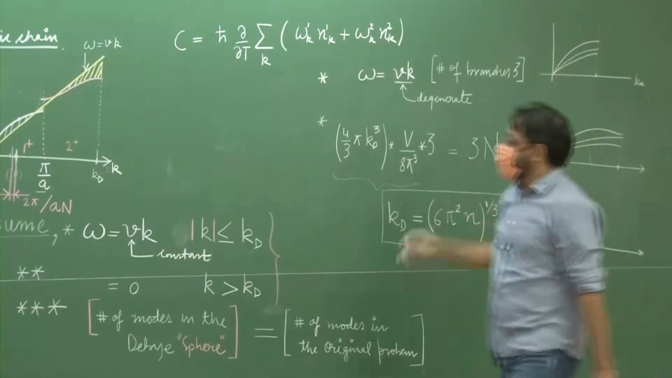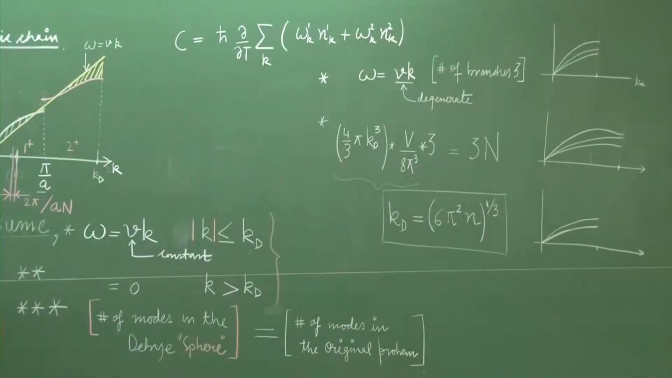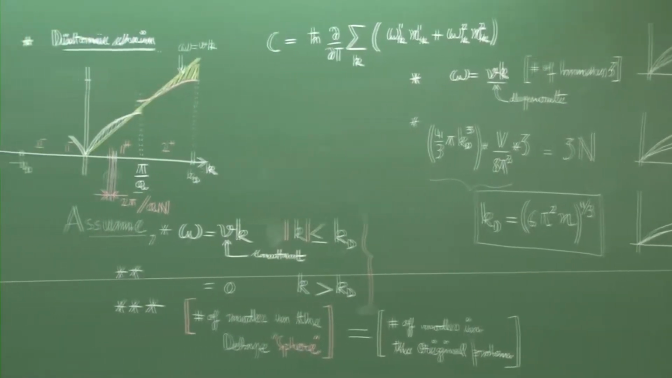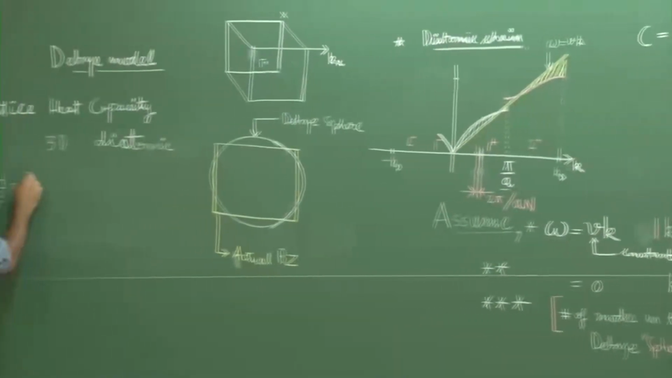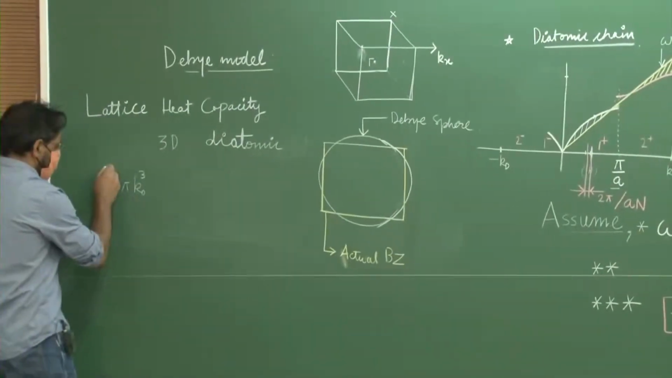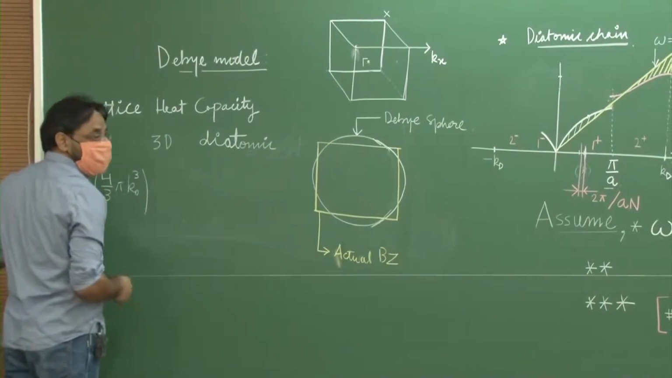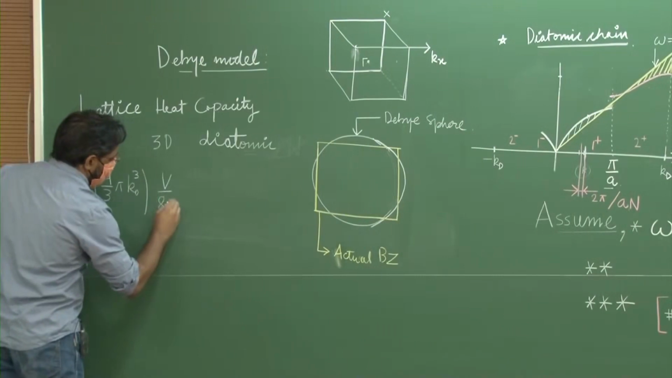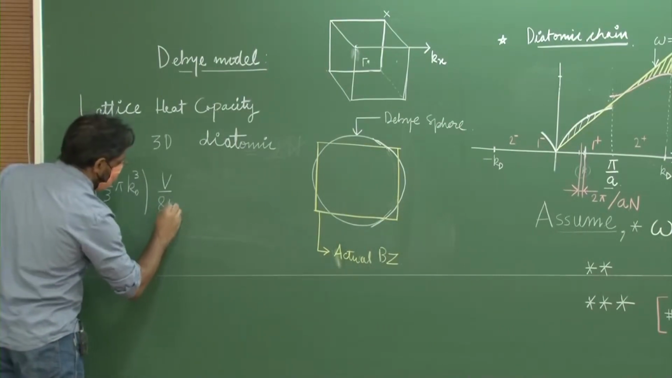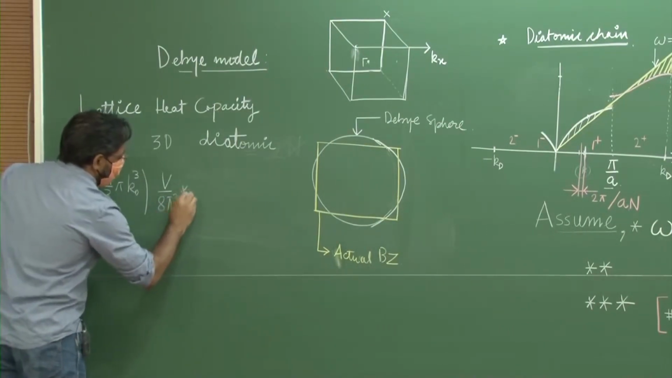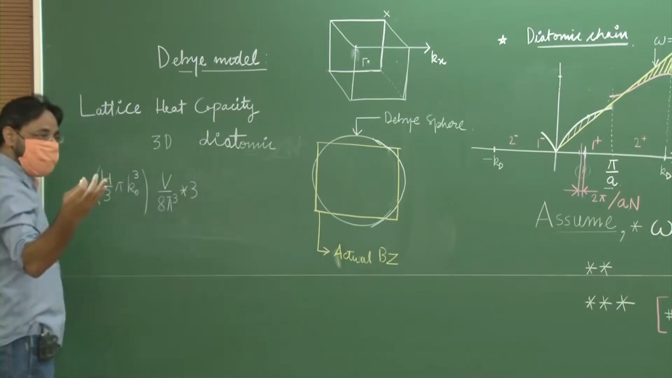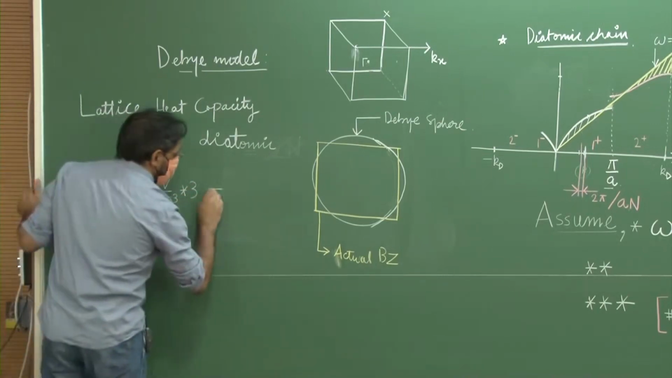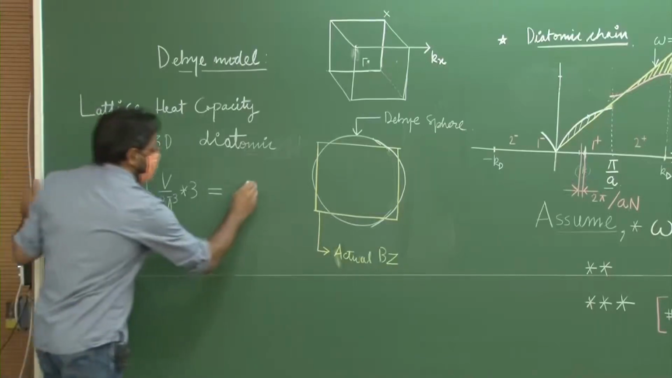So, let us use the same recipe. If you use the same recipe, what will be on the left hand side? Left hand side will still be the same, 4 by 3 pi Kd cube. That is the volume of the Debye sphere, multiplied with the density of points, that will be V over 8 pi cube, and then multiply it with 3. Why? Because Debye said take 3 branches, right? And this should be equal to what? The total number of modes, 6n.